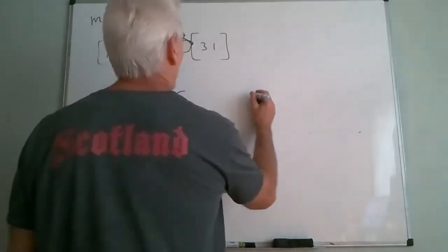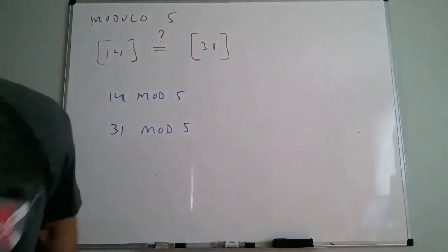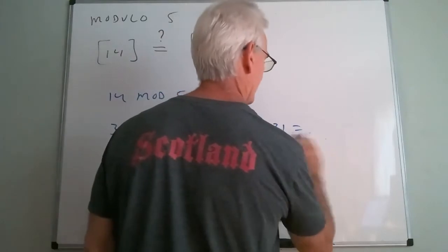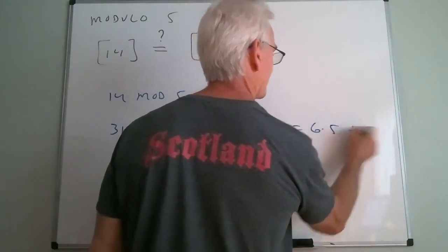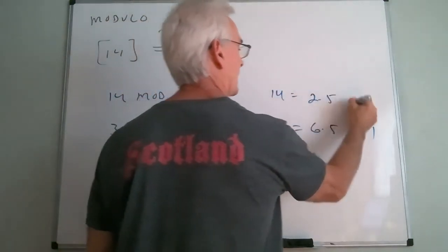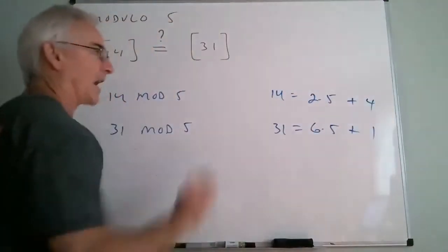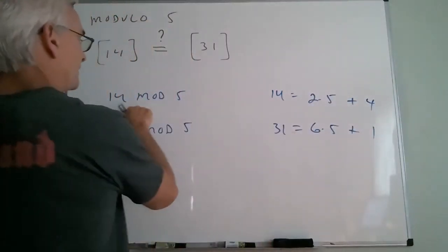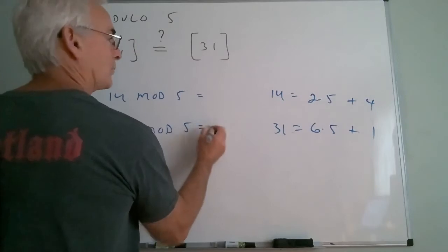Oh, okay. So what did I enter? 31. So I can say 31 is, we just did this, 6 times 5 plus 1. I can say 14 is 2 times 5 plus 4. Okay, I know that's true, and I could have just done that on my calculator. So the question is, what is 14 mod 5? What is 31 mod 5?